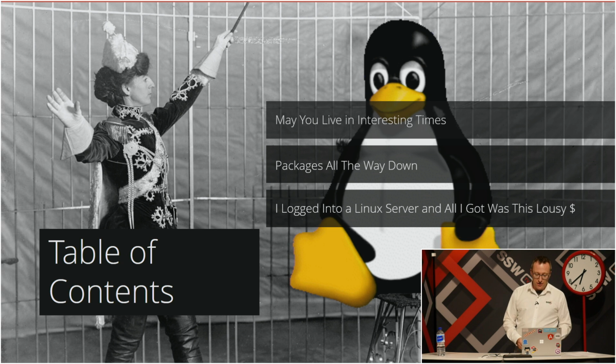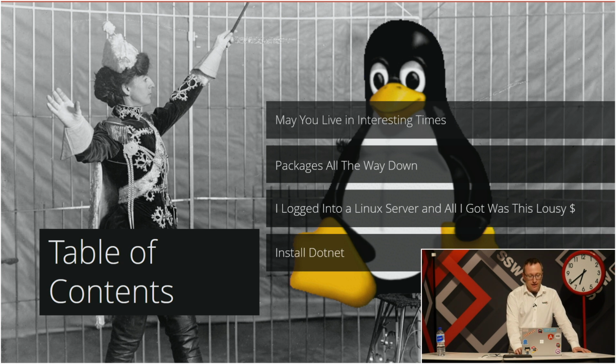Next section is I logged into a Linux server and all I got was this lousy $ prompt. Now you can use Linux using a graphical user interface, but most people at some point need to jump into the command line to do something. So this goes straight in and teaches you some command line basics to get you going, hopefully to make you slightly productive in that environment. Then when all that background's in place, we move on to installing .NET Core on a Linux box, and then we'll create and deploy an ASP.NET web application.